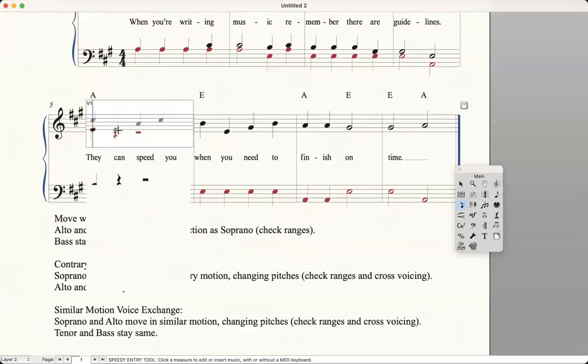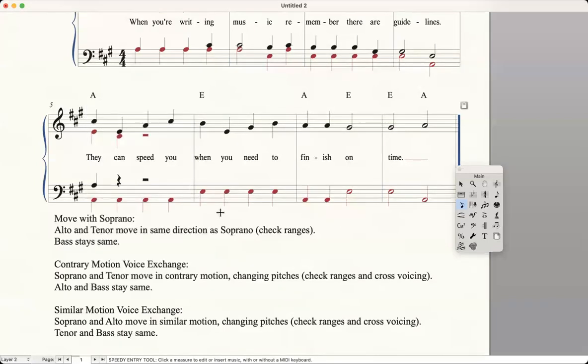So I'm just going to bring us down to the C sharp, which is what the sopranos have. And if you remember, the tenors stay the same along with the basses. Right? Okay. Now, we have options here. We can move with soprano or we can contrary motion voice exchange, depending on what we did the first time, as long as when we do contrary motion voice exchange, the tenors and sopranos are on opposite pitches and go to opposite pitches. We have to check that out.